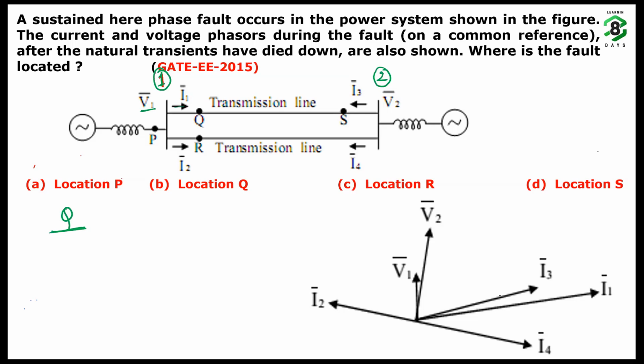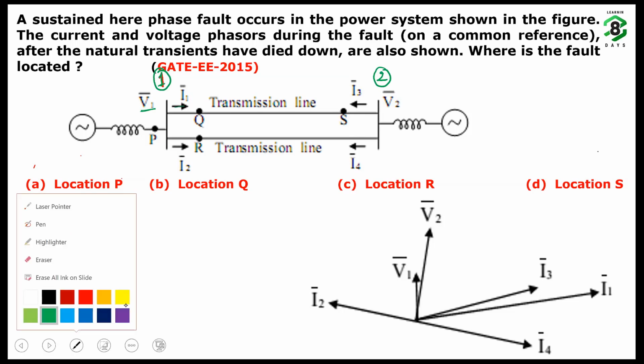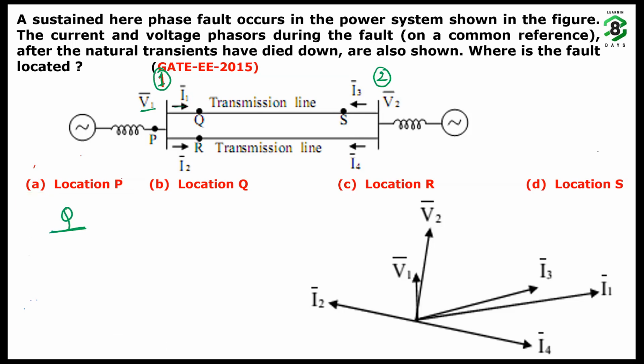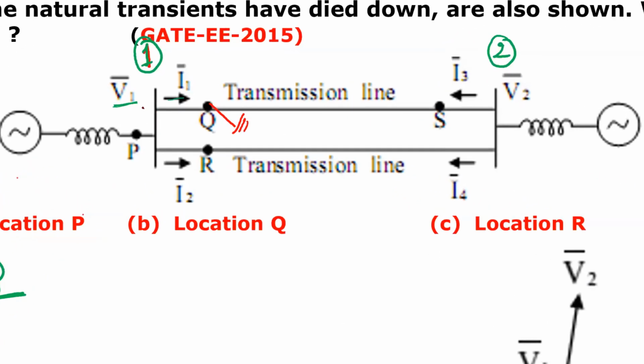Similarly, what about the I4? If the fault occurs at location Q, this fault current will flow like this, and this total fault current coming from this end should flow like this. Okay, let me put it in another color.